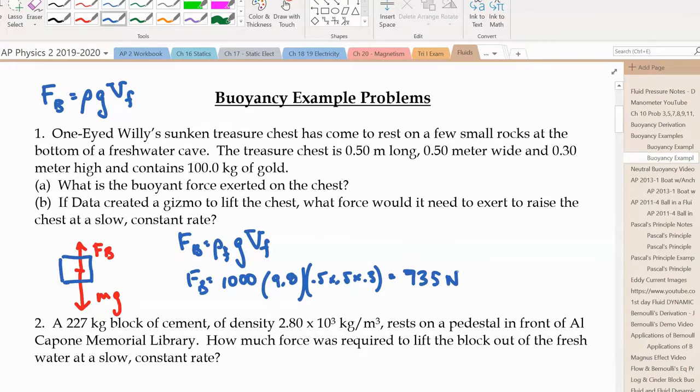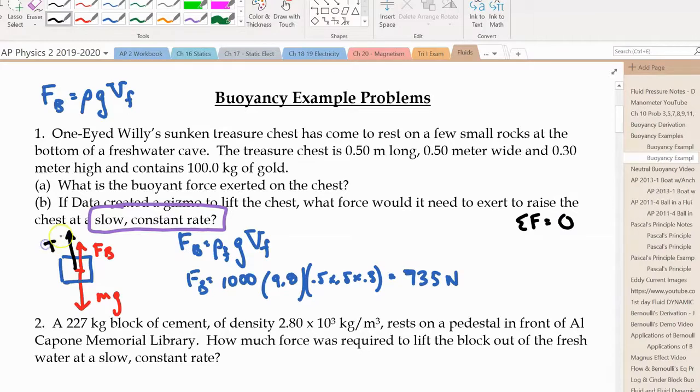And if Data created a gizmo to lift the chest, what force would it need to exert to raise the chest at a slow, constant rate? So that's the key right there. Slow, constant rate. Therefore, the sum of the forces is going to be equal to what? That's right, Joel, 0.